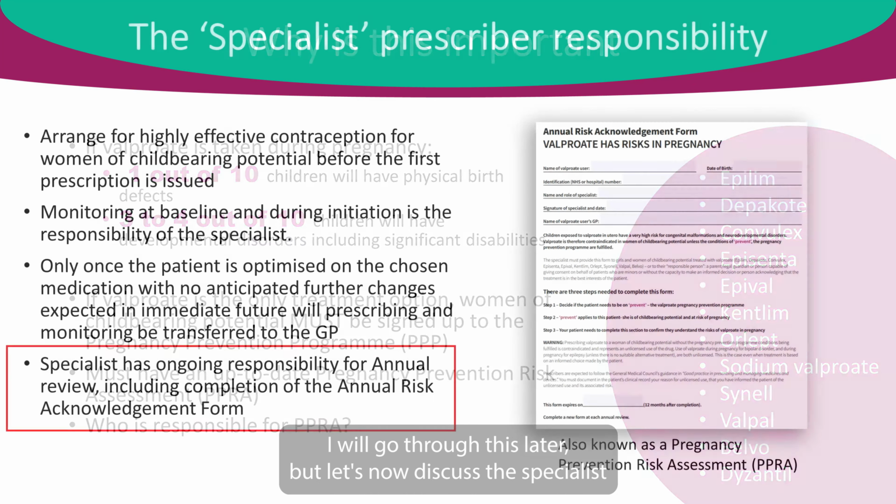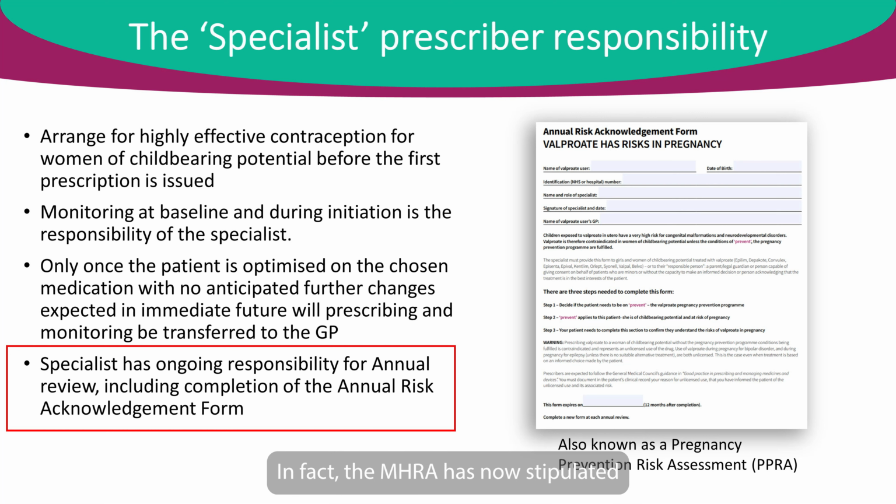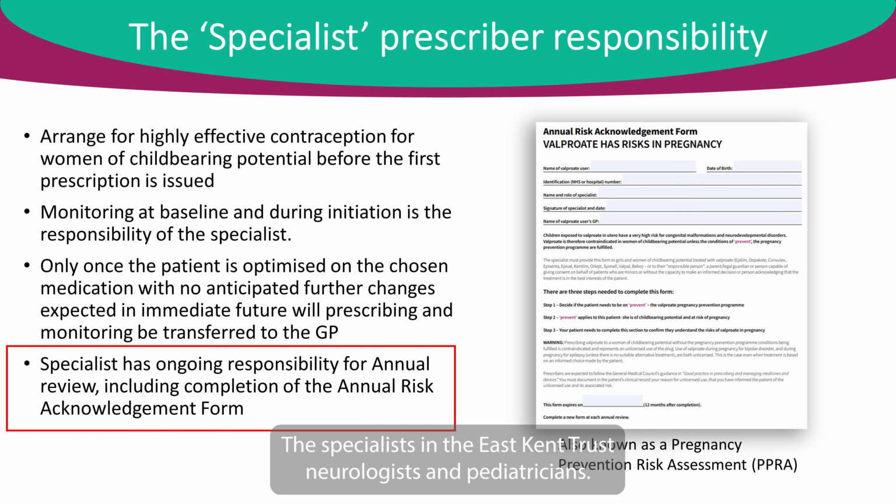The specialist prescriber has full responsibilities for undertaking the initial and subsequent annual risk assessments and can delegate ongoing monitoring to the general practitioner. In fact, the MHRA has now stipulated that 2 specialists must independently consider the risks of pregnancy in those at risk before initiation. The specialists in the East Kent Trust are neurologists and paediatricians. However, as acute hospitals, we will see patients from other areas. The picture to the right shows you the pregnancy prevention risk assessment that is completed by the specialist.